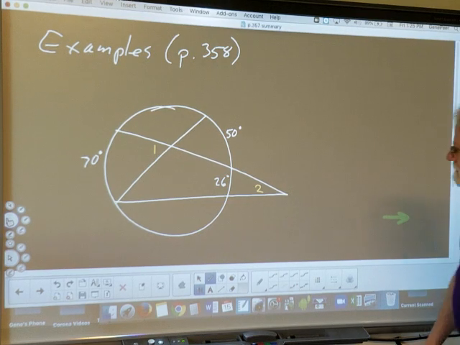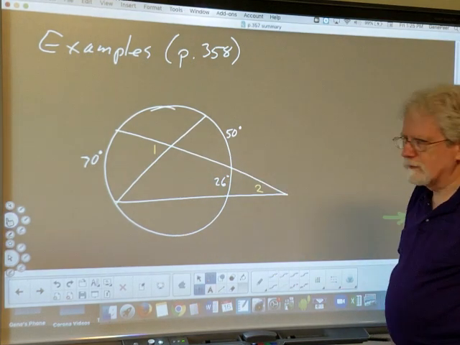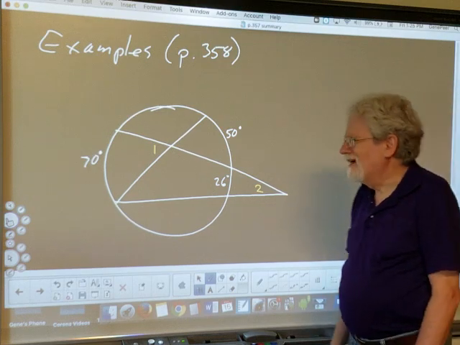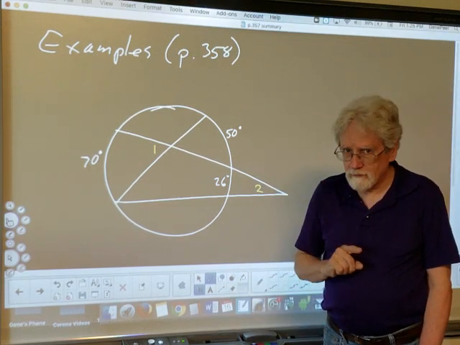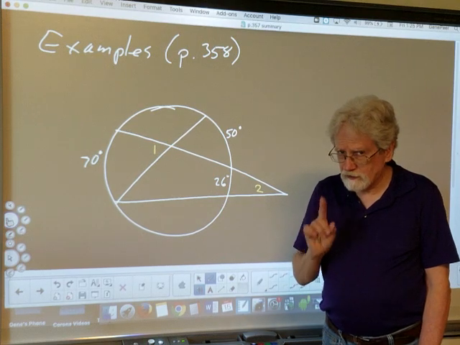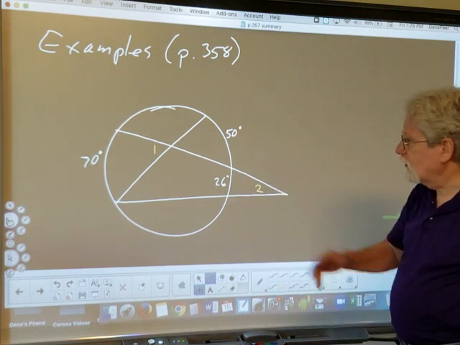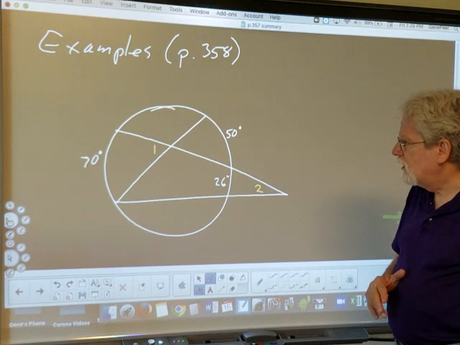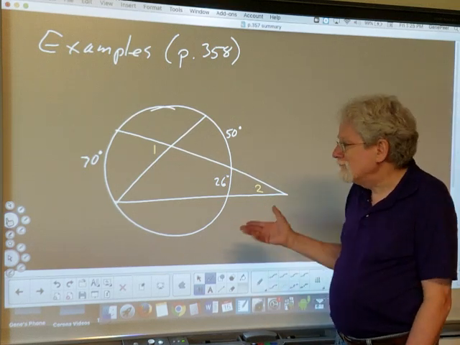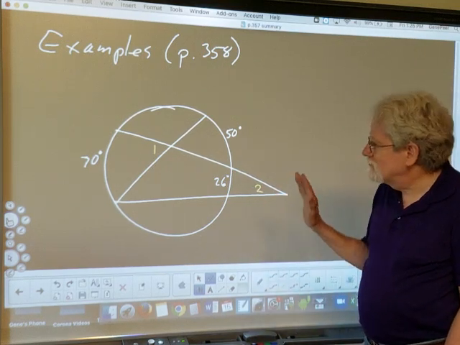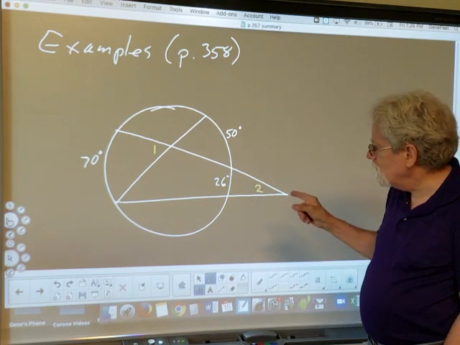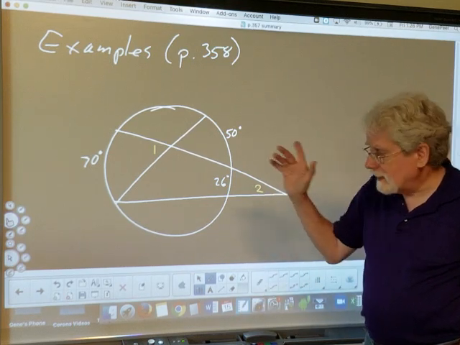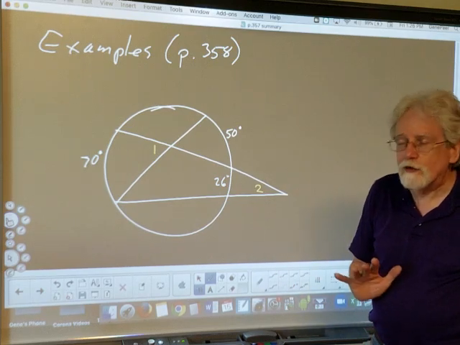Examples. Let's find angles 1 and 2. Now again, on the test, I prefer to stick with one rule at a time. One theorem at a time, one concept at a time. This actually has two concepts built into one diagram. I'm sure you could handle it, but on the tests, I make it a little bit easier than this. But yes, I agree, this is easy. But on the test, it's even easier.